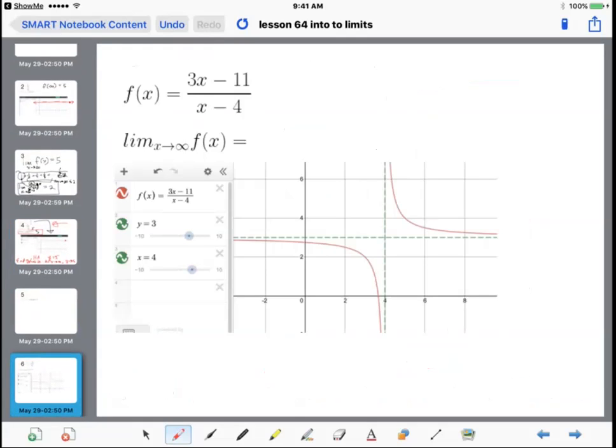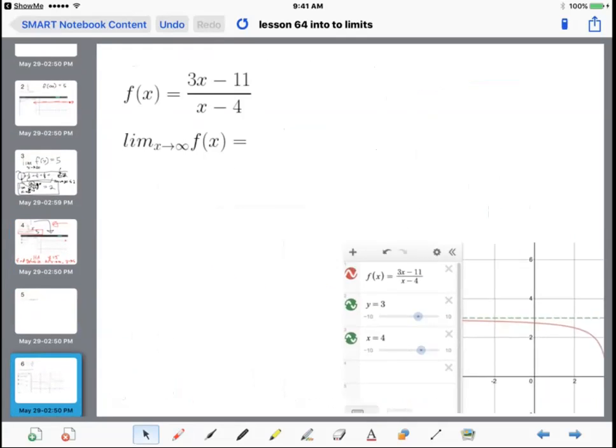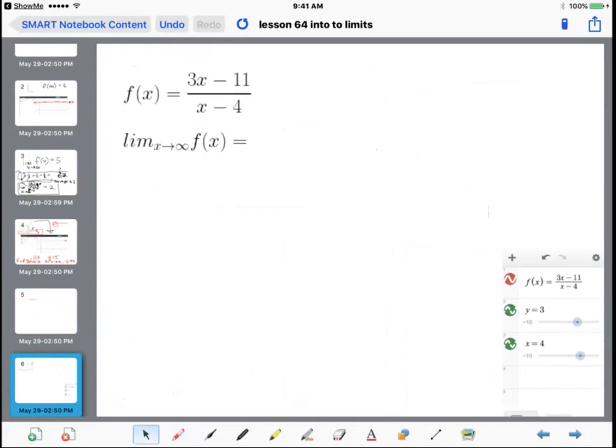Okay, here I have a more complicated equation, 3x minus 11 over x minus 4. And they want to know what's the limit as x approaches infinity. Does anyone want to type in what they think the answer to that question is, just to get a feel for what's going on? It is going to be 3.